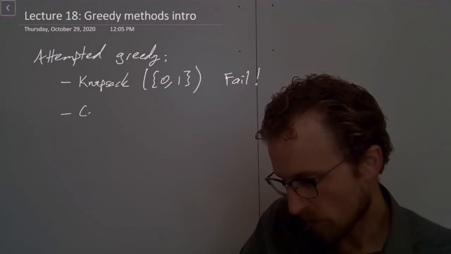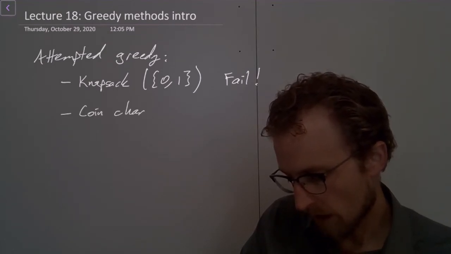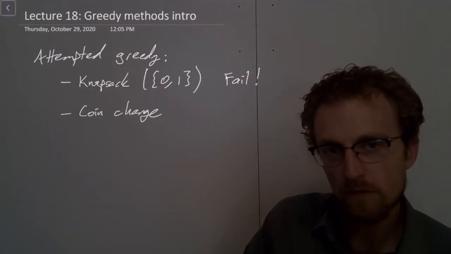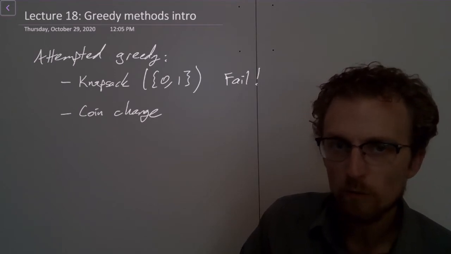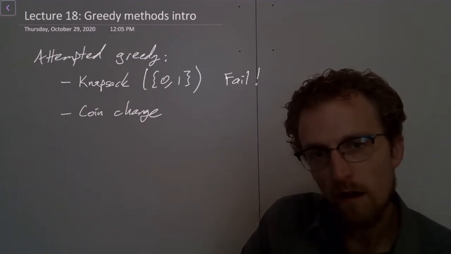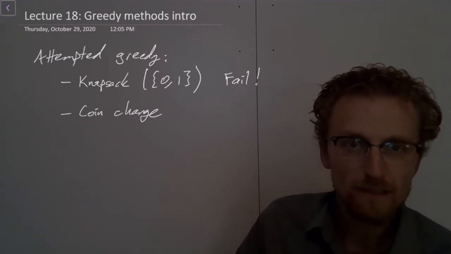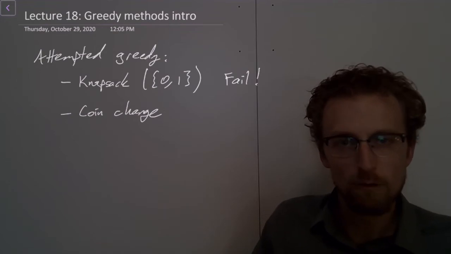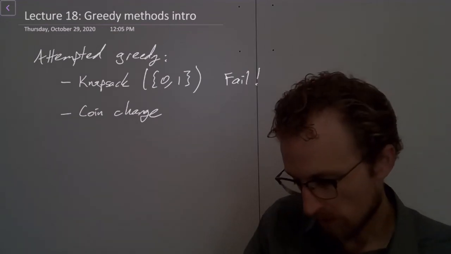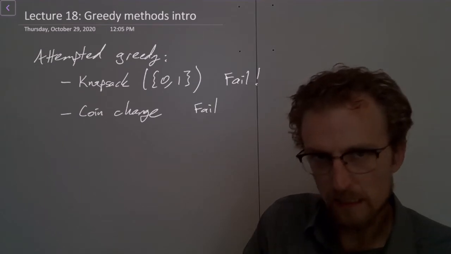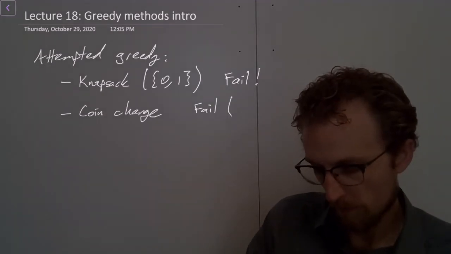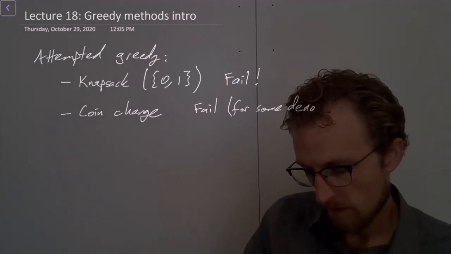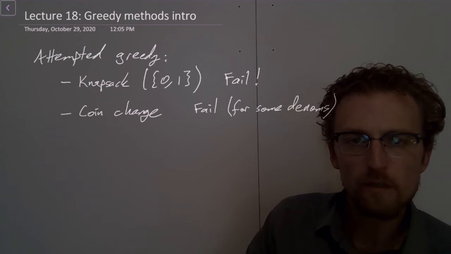The other one we tried was coin change. For some sets of denominations, perhaps not all, the greedy algorithm that says take as many of the most valuable coin that fits, then go down the list, failed as well. Let's be specific here: it failed for some denominations, maybe not for all denominations.